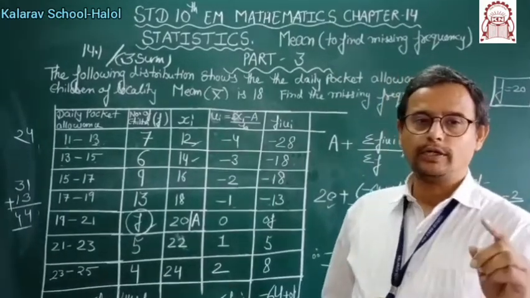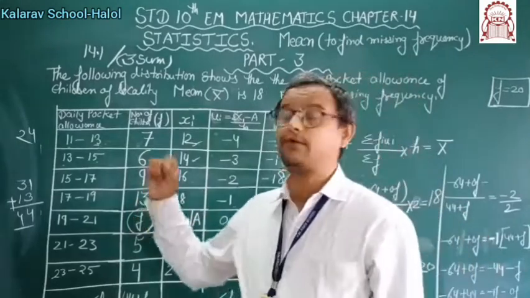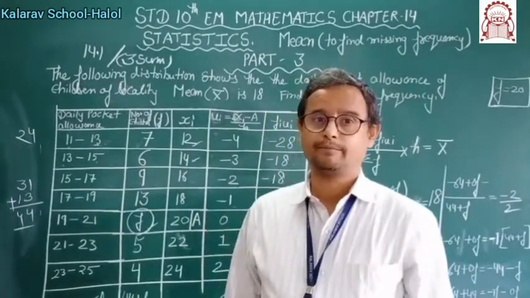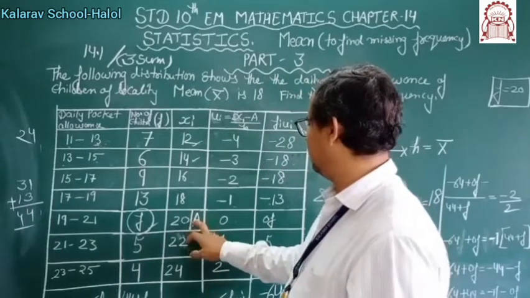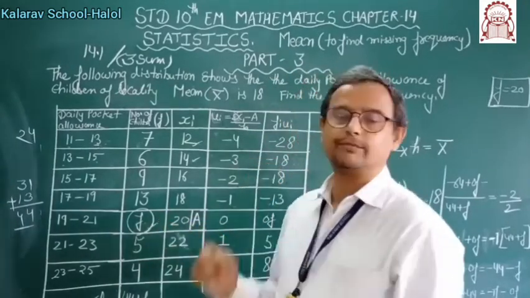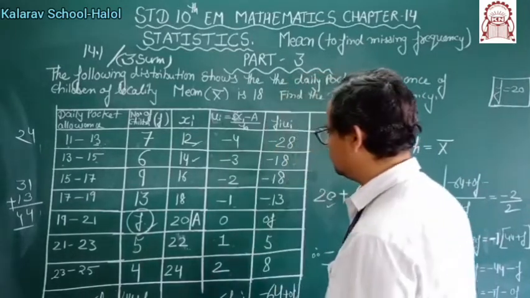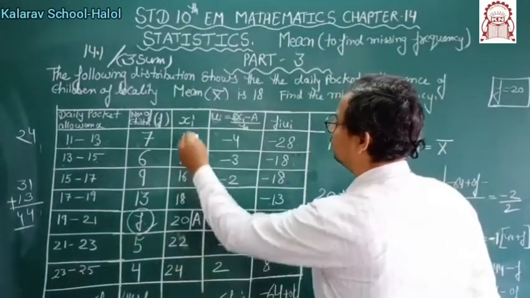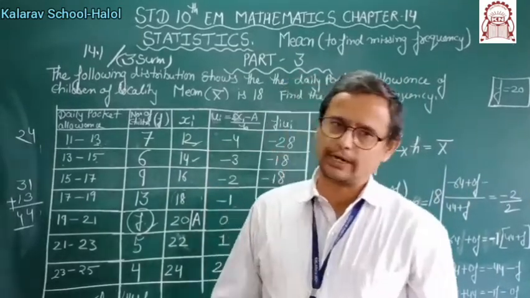Now here I want to clear one thing. Whenever sums like missing frequency come, children, at that time you always take A as the number in front of this frequency. Then it becomes easy to solve. Otherwise, if you take 18, no problem. It is not a trouble, you will get the answer.